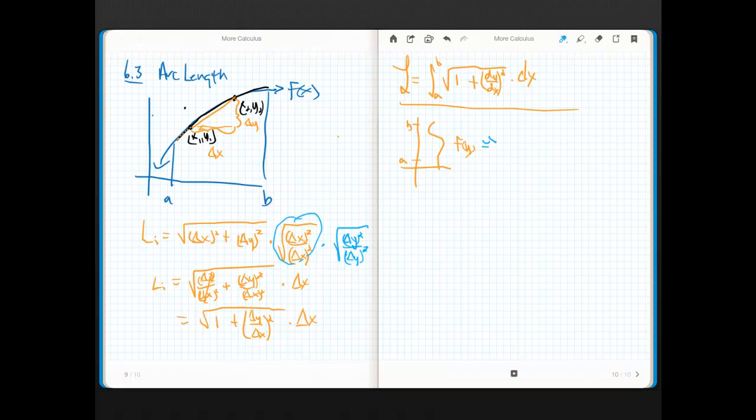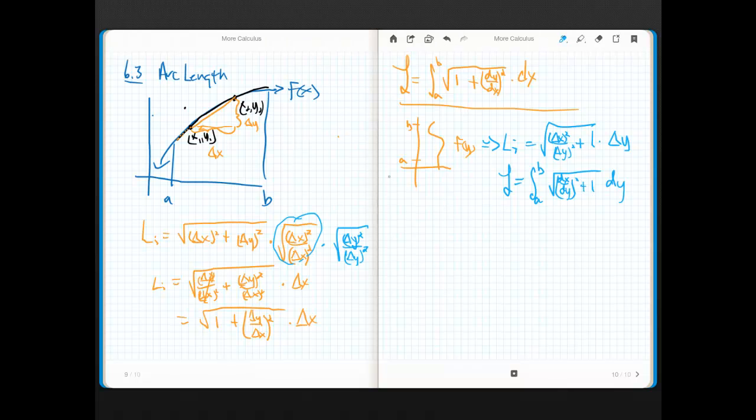Now, watch what happens here. I know that this implies that the ith interval is going to equal the square root of delta x squared divided by delta y squared plus 1, times, of course, delta y. So the overall arc length is going to be the integral from a to b of the square root of dx over dy squared plus 1 dy. Now that's if you have a function of y.